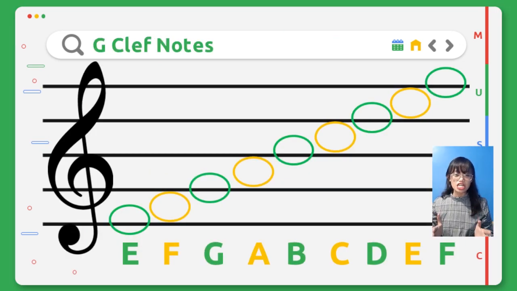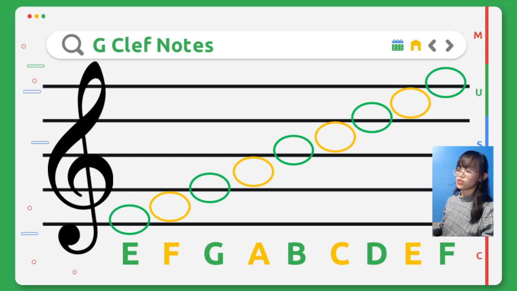So here are the notes that are found in the G clef staff. So basically, the G clef uses the first 7 letters of the alphabet to name its notes. So what are the 7 letters of the alphabet? A, B, C, D, E, F, and G. But here we're going to start on the letter E. So E, F, G, A, B, C, D.